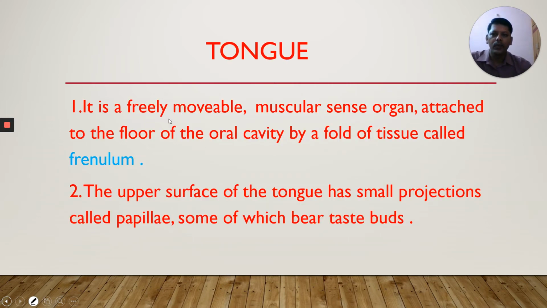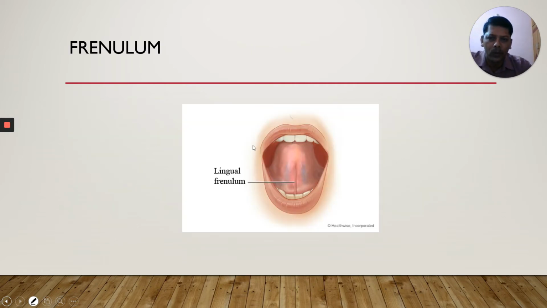The tongue is a freely movable organ. We can move our tongue freely in our mouth, and it is made up of muscles. It is a muscular organ made up of skeletal muscle, and it is a sense organ. We have five sense organs: eyes, ear, nose, tongue, skin. Among them, this is one of the sense organs, which is attached to the floor of the oral cavity by a fold of tissue called frenulum.